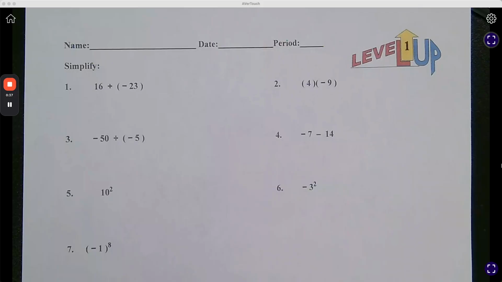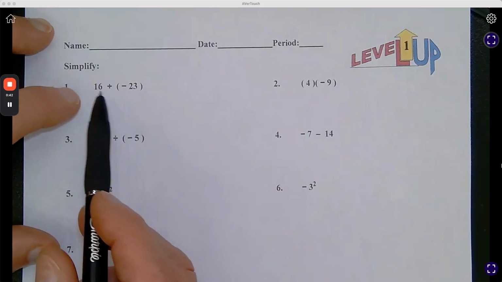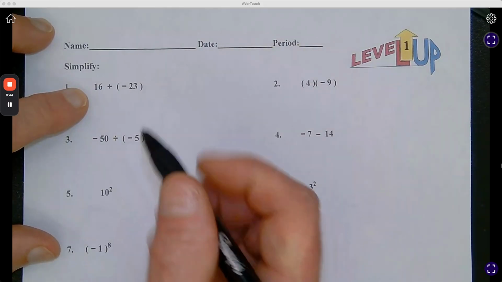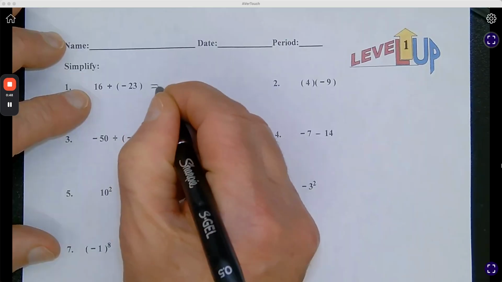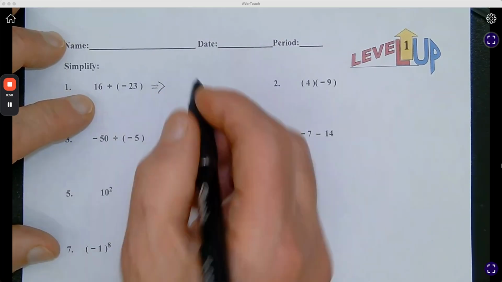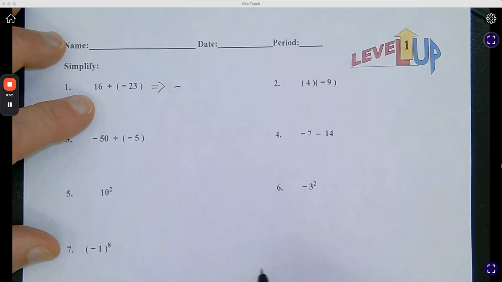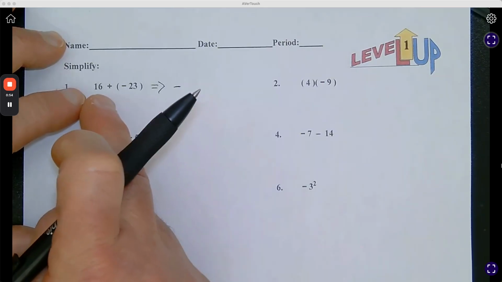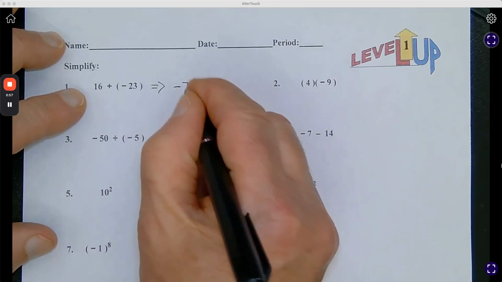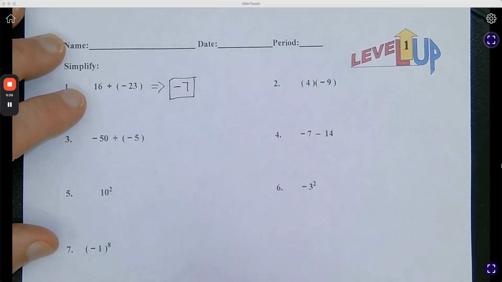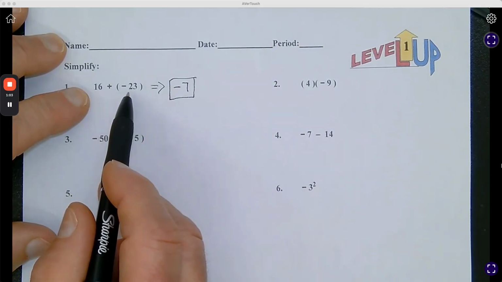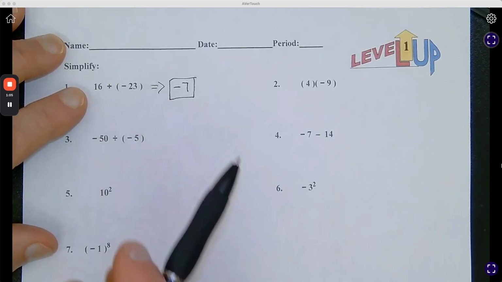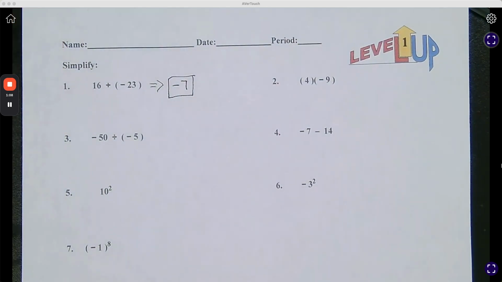Okay, here we go. Level up, number 1. All right, so I'm going to add these up. I have 16 positives and 23 negatives. There's more negatives than positives, so I know my final answer is negative. And the difference between 16 and 23 is 7. So my answer is negative 7. This is like you have $16, you owe me 23. So if you give me 16, how much do you still owe me? You still owe me 7.